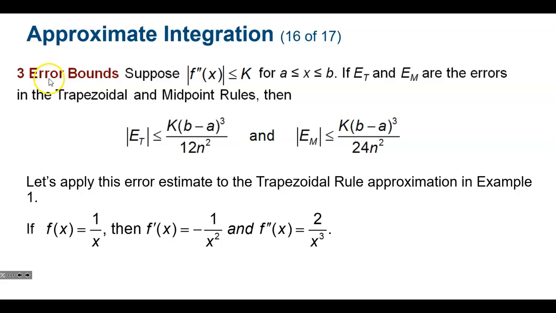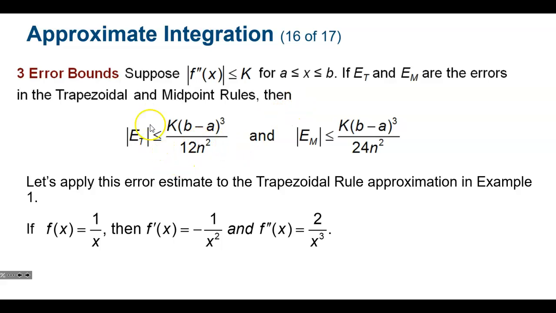Now the last definition here is the error bounds. So suppose we have the absolute value of the second derivative of that function is less than or equal to k, for x being in between the values of a and b. Now if the error of the trapezoidal rule and the error of the midpoint rule are the errors in the trapezoidal and midpoint rules, then this is the following.